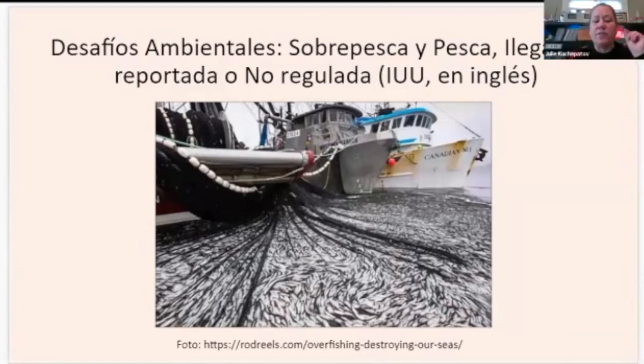And illegal fishing is also known as IUU fishing.